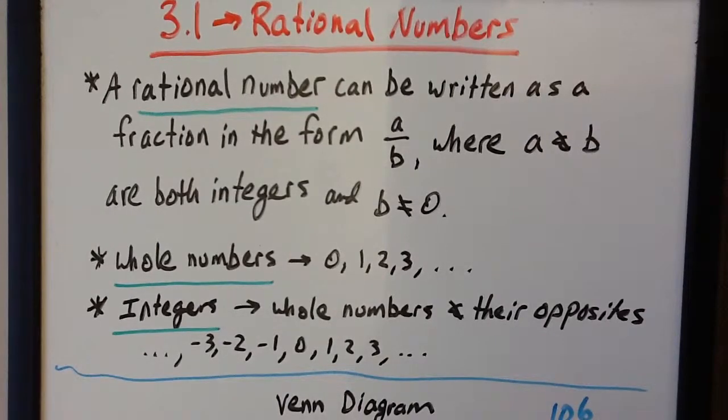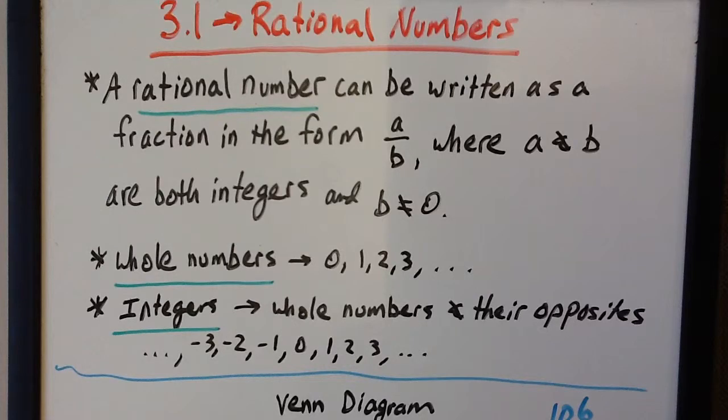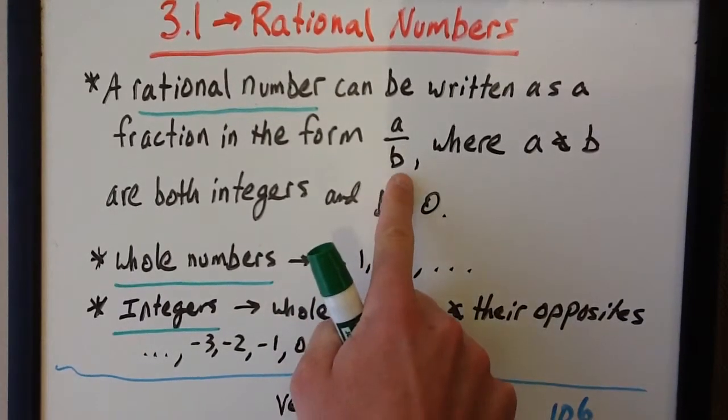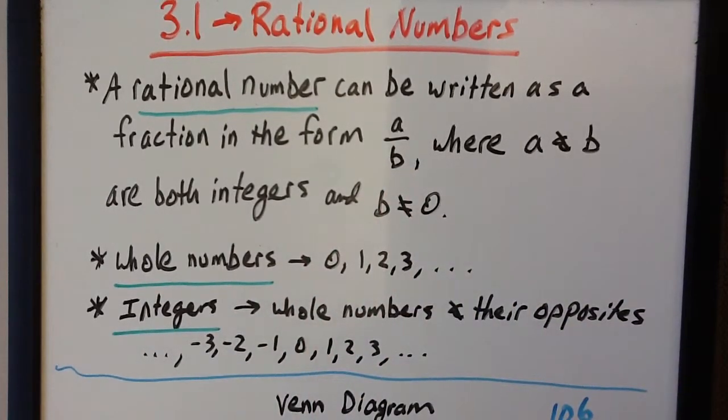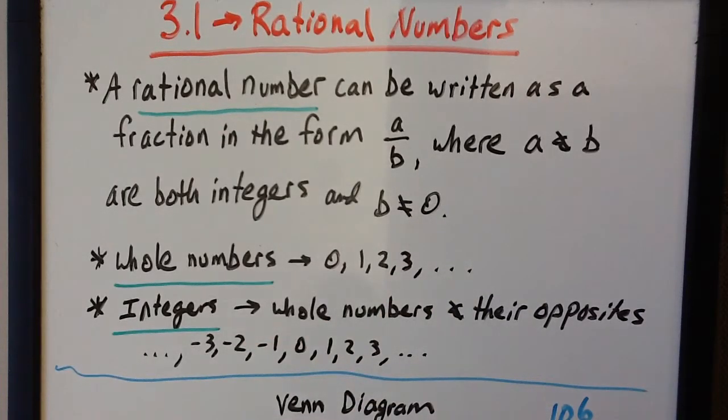Okay, in this lesson we'll talk about rational numbers. A rational number can be written as a fraction in the form a over b, where a and b are both integers and b is not 0, because b, the denominator, can't be 0.